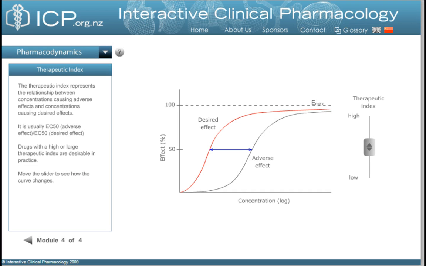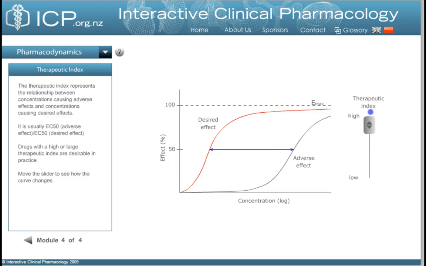This simulation here demonstrates the idea of a therapeutic index. This is a dose-response curve, which we'll go over in more detail in just a moment. But here we have a drug's desired effect, let's say analgesia, and its adverse effect, which might be, let's say, apnea. So as we give a certain dose of drug, more and more people get analgesia, until finally 100% of people have analgesia. But also, as we give more and more drugs, certain numbers of people start to have apnea. And the question is, what's the gap between these two?